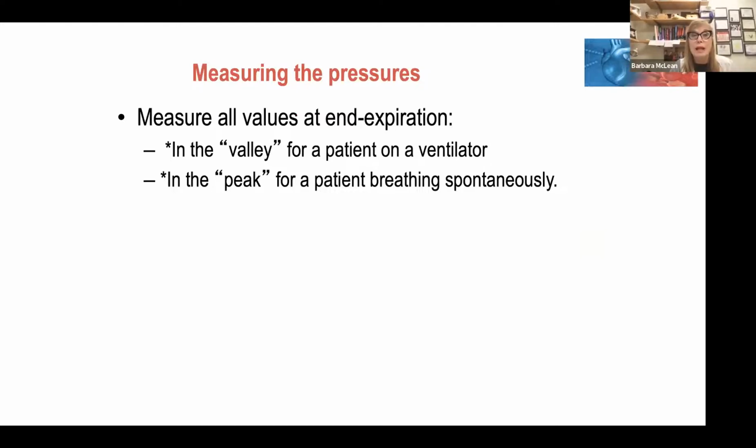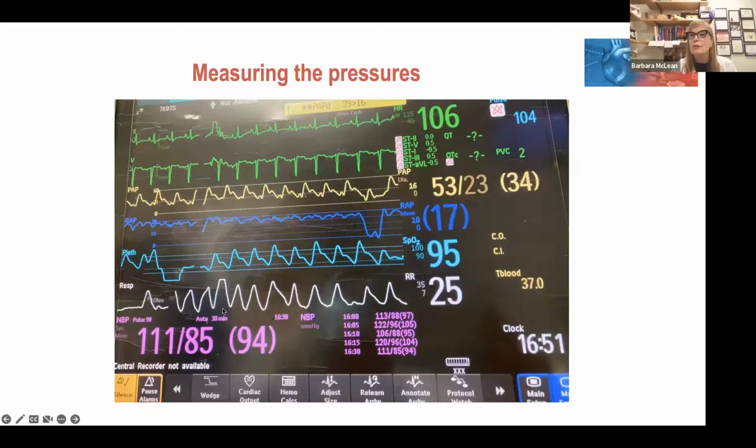Okay, so let's measure all values at end expiration. Now I want you to look at our patient. Our patient has EKG, PA pressure, CVP, SATs, respiratory rate, temperature, and non-invasive blood pressure. The patient didn't have an A line, had a PA line. Now I'm looking at that right atrial pressure. If I go in the room and the patient is not intubated and not receiving BiPAP, I'm going to remind myself that this is inspiratory, and therefore the pressure should be read up here.